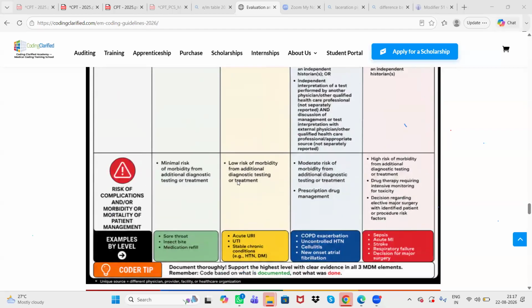Next, low risk. For example, low risk in the sense of OTC drugs, over the counter drugs, simple physical therapy. This and all will fall under the low risk.